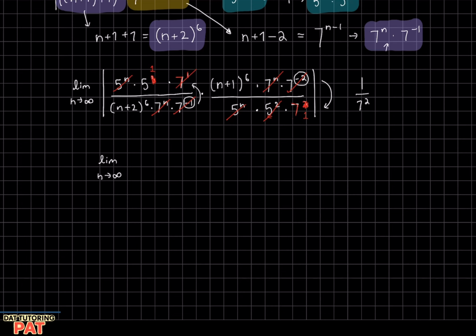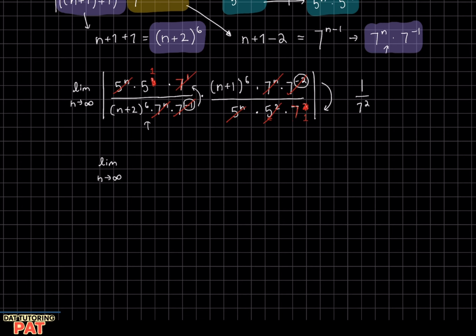So let's go ahead and write this out in a way that we can see it and not cry again. So there's no negatives. I don't see any negatives here. Don't see any negatives here. So let's get rid of that wonky absolute value sign. So we have 5 times (n+1) to the 6th, and everything else canceled out, over (n+2) to the 6th times what we have left. This canceled out. We have our 7.